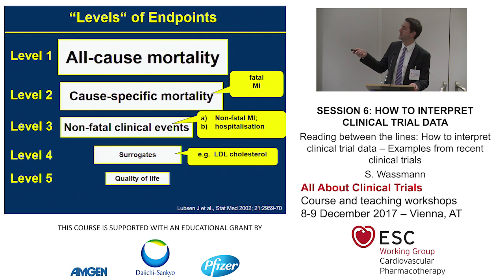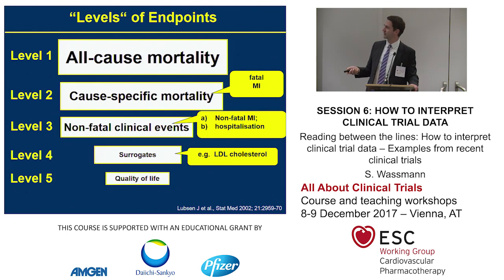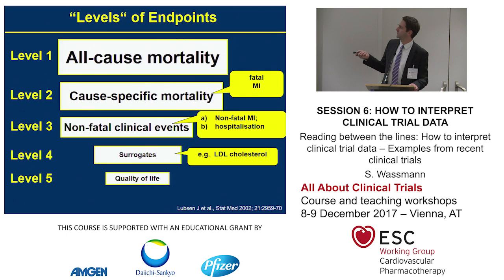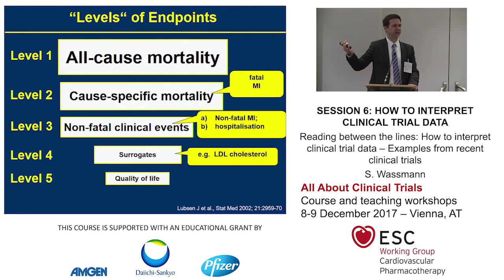So we have all-cause mortality. Then we have cause-specific mortality, for example, fatal myocardial infarction, fatal stroke, something like this. Then we have the non-fatal clinical events, still relevant, non-fatal MI, hospitalization. Hospitalization is always important for cost as well, so that's important. And then we have surrogates, LDL cholesterol. Okay, and we know many trials where LDL cholesterol was lowered very nicely, but it did not translate into endpoint reduction. For example, nicotinic acid, for example, fibrates only to some extent.